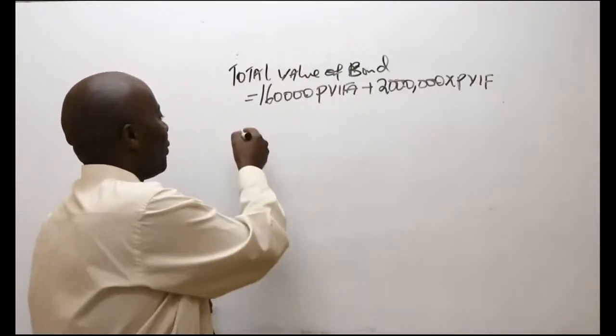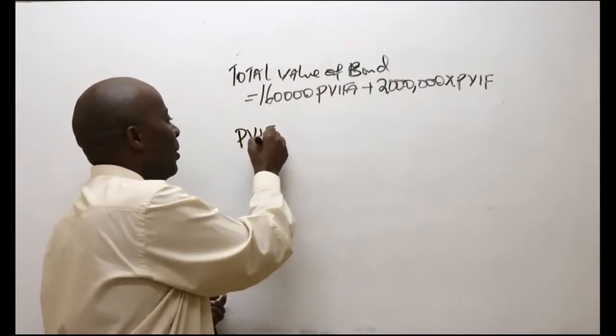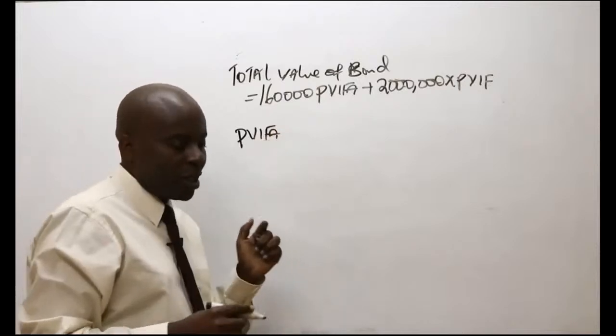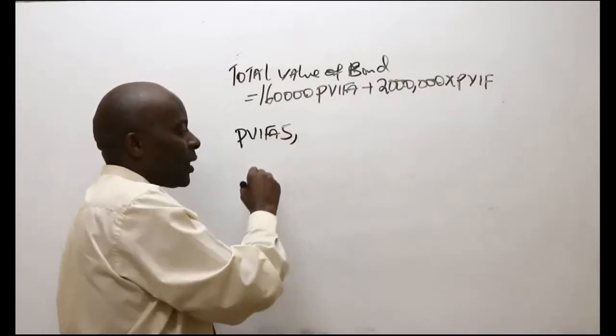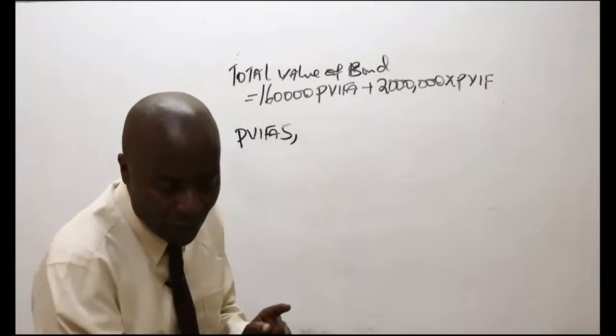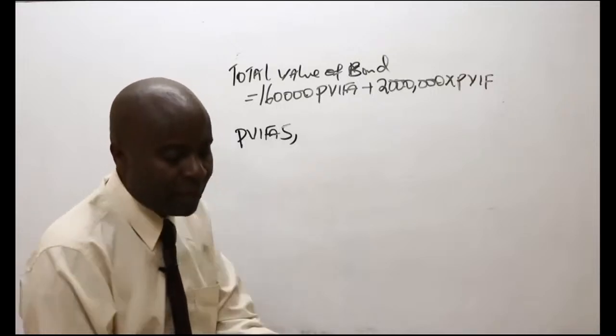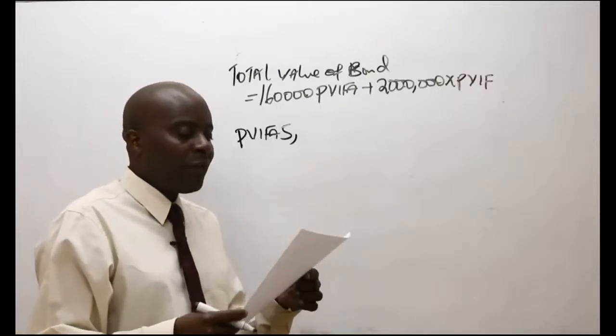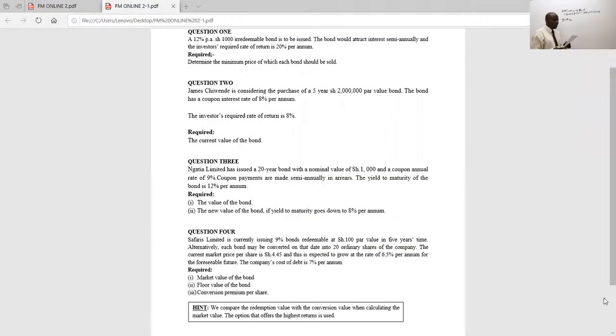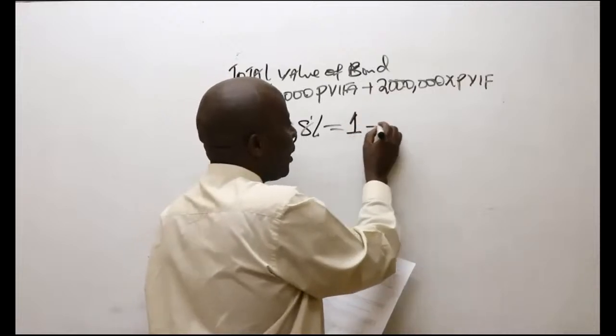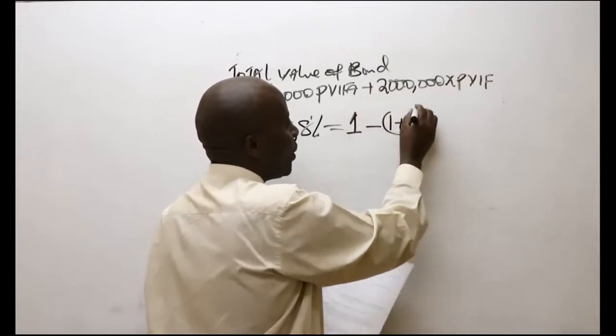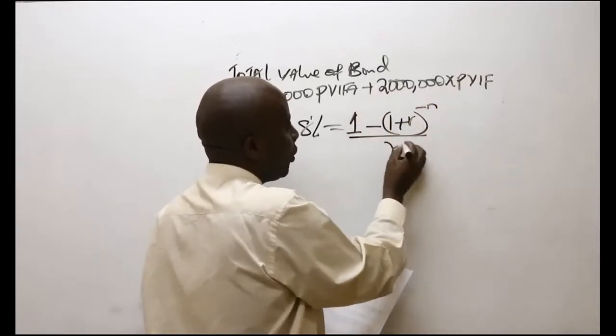So come and they give us the PV factor for annuity, how many years? 5 years. What is the firm's cost of capital? They have given us a required rate of return, in question 2, which is 8%. The required rate of return is our cost of capital. And because it's the annuity PV factor, please remember the formula: it is 1 minus (1 plus R) raised to negative n, everything divided by R.